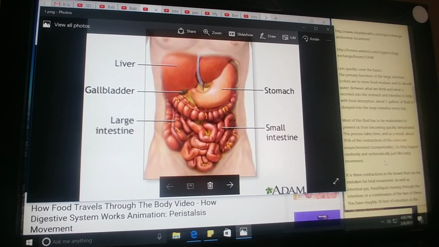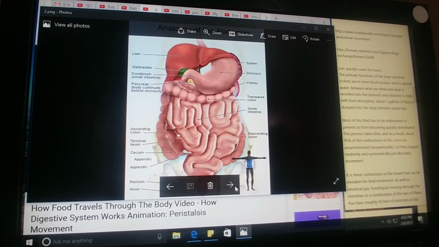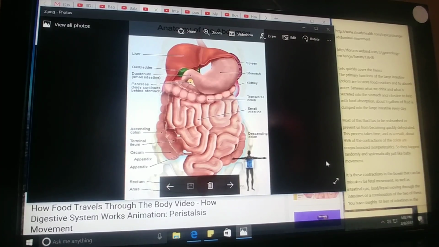So let's quickly cover the basics. The primary functions of the large intestine, the colon, are to store food residues and to absorb water. Between what we drink and what we secrete into the stomach and intestine to help with food absorption, about 5 gallons of fluid is dumped into the large intestine every day. Most of this fluid has to be reabsorbed to prevent us from becoming quickly dehydrated.